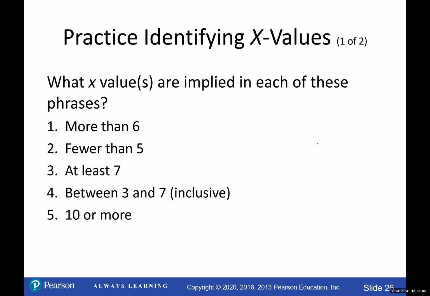All right, so let's practice identifying the x values. When it says more than 6, what does that mean? It's going to be 7, 8, 9, and so on up to n. What about fewer than 5? It's going to be 0, 1, 2, 3, 4. You don't count negative numbers because we are talking about discrete values, so we don't have negatives here. Wait, for fewer than 5, I don't include 5 here, so it's just up to 4 only.